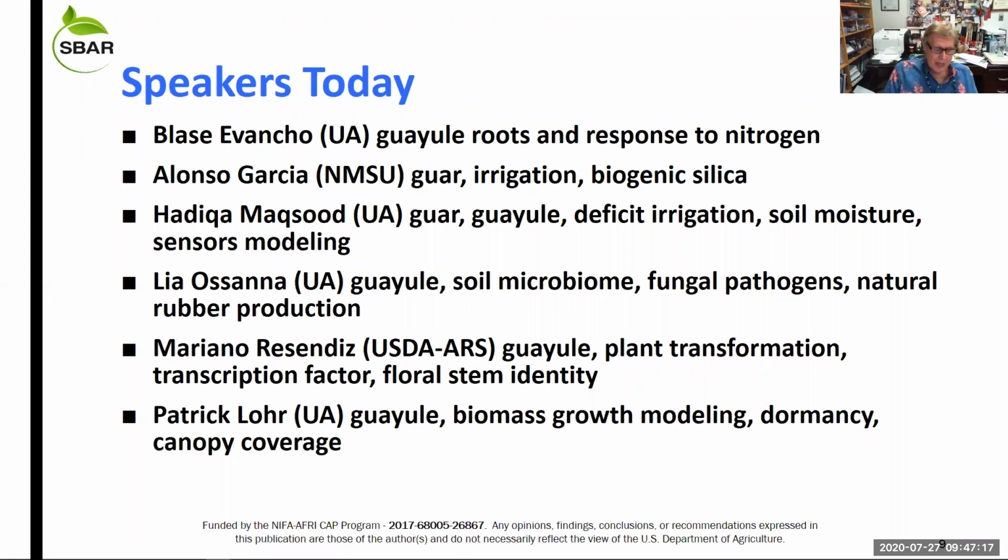Patrick Lohr grew up in Tucson and received his bachelor's degree in chemical engineering from the U of A. When he finishes this degree, he will continue on for a PhD, but not sure in what area, but he does really enjoy programming. He will talk about modeling growth in Waiuli. I'll have a few minutes if you have any questions, but otherwise we'll move on to Blase.